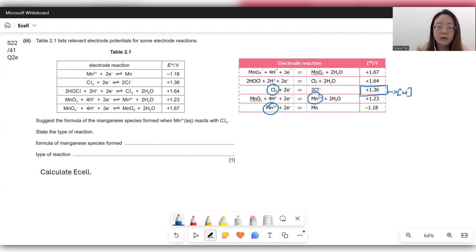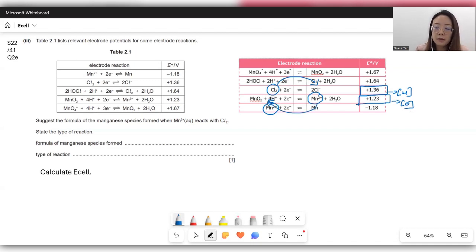Okay, now hence, reduction means move right-hand side. Now then, manganese 2 plus ions will undergo oxidation. If you want manganese to undergo oxidation, the equation should shift left-hand side. So there's only one correct answer here, which is the positive 1.23 version. This will undergo oxidation because it is less positive.